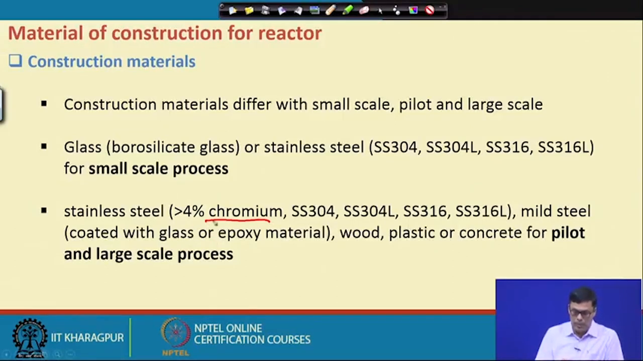Now, for construction material, I can give the typical example of chromium. If we add chromium to stainless steel, then the acid resistance of the stainless steel increases to a great extent. Usually, we use SS304 for our day to day requirement. In the fermentation industry, we recommend SS316, sometimes SS316L, which we use for pilot plant and large scale operation.